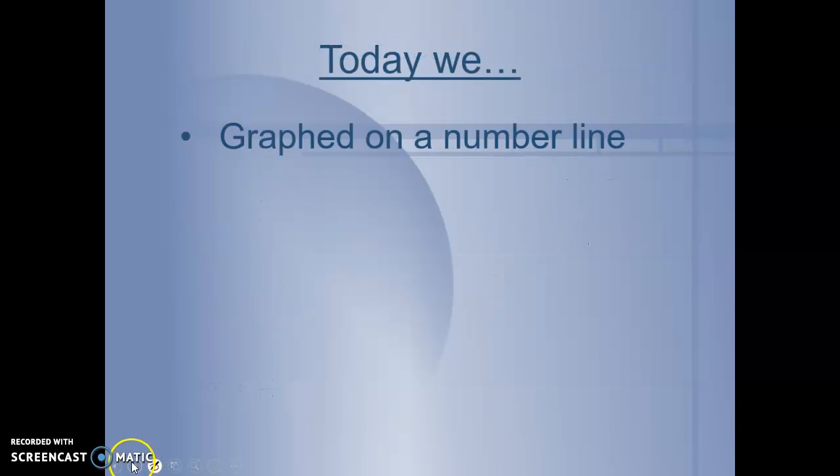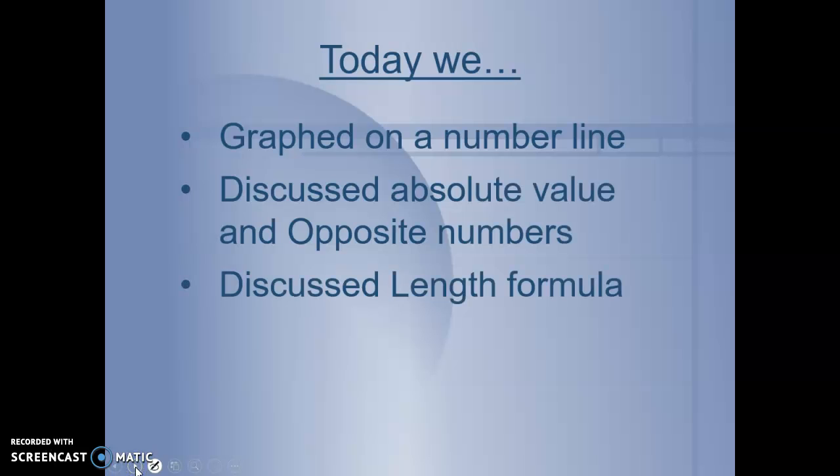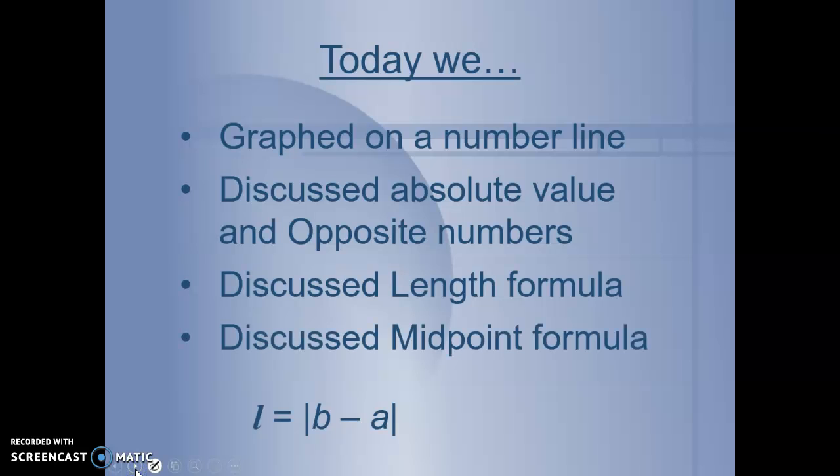So today we graphed on a number line. We discussed absolute value and opposite numbers. And we discussed the length formula, L equals the absolute value of B minus A, as well as the midpoint formula. Midpoint is A plus B divided by 2.